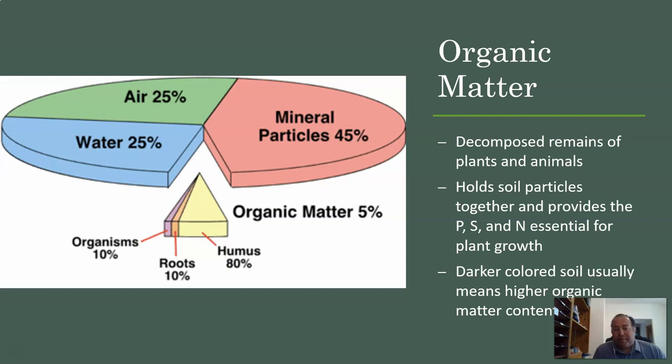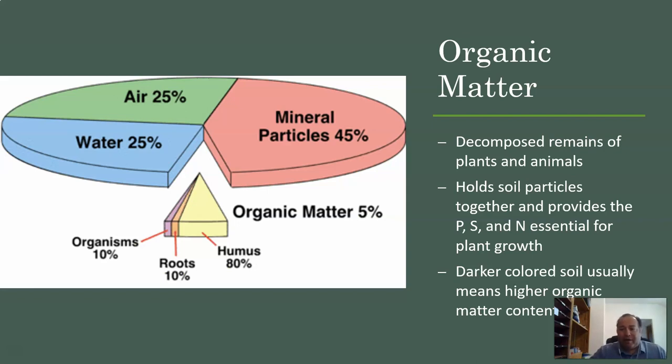So soil is made up of four things. Most people probably don't think about it this way, but soil is a quarter air, a quarter water, 45% minerals, and then 5% organic matter. And within that 5% of organic matter, 80% of it's what we call humus, or basically once organic matter is broken down and we can't really identify what it is, that's humus. And then 10% of it is organisms, and 10% of it is roots. So when you're holding soil in your hand, half of that is just air and water. The other half, most of it is the mineral matter that makes up soil, and then about 5% of that other half is organic matter.